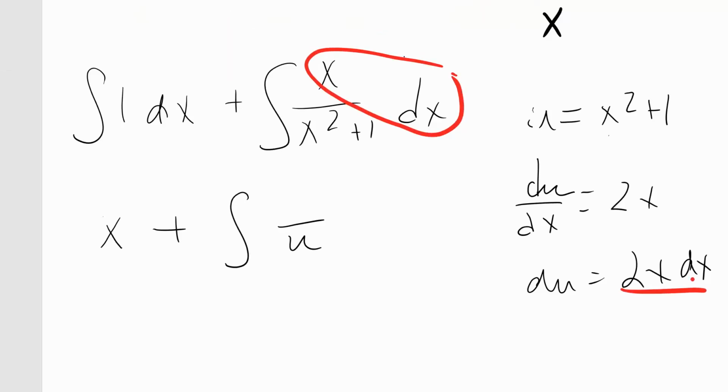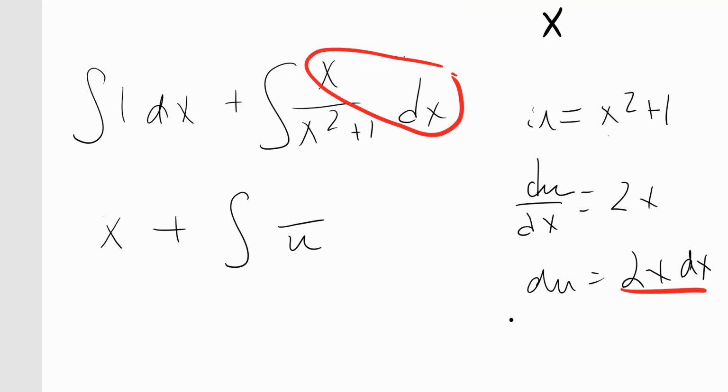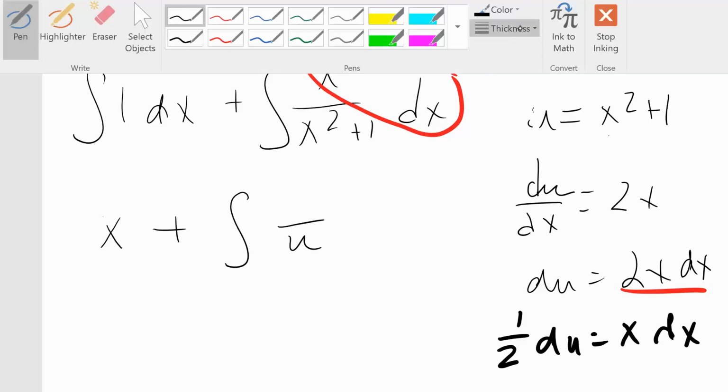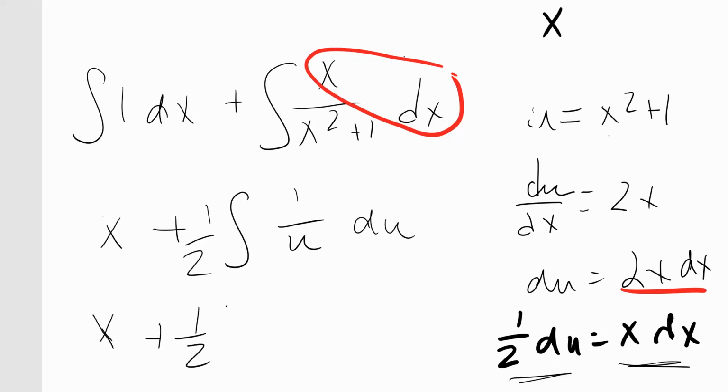It doesn't match up exactly. I need to make that work. So I'm going to divide by 2. 1/2 du is x dx. So now it does match up exactly. So I can go ahead and plug that in. I'm going to get rid of my x dx up here and replace it with 1/2 du, what it actually equals. There's nothing left in the numerator, so I leave that as a 1. So my x just comes on down, plus 1/2. The integral of 1 over u du is the natural log of the absolute value of u plus c.